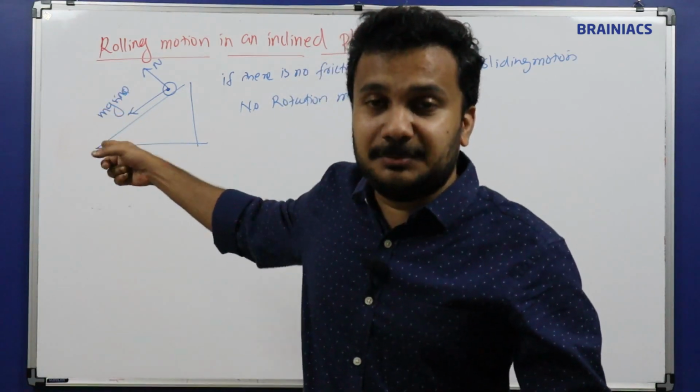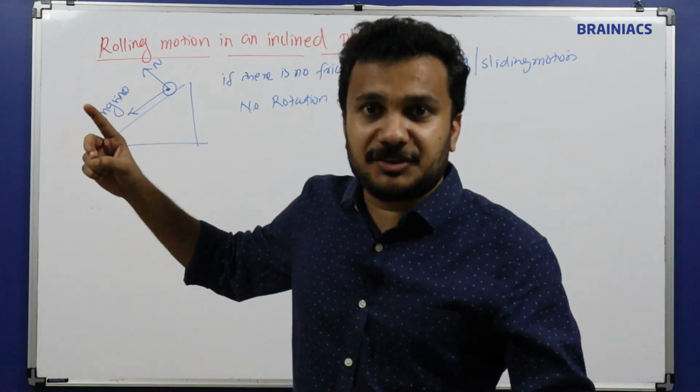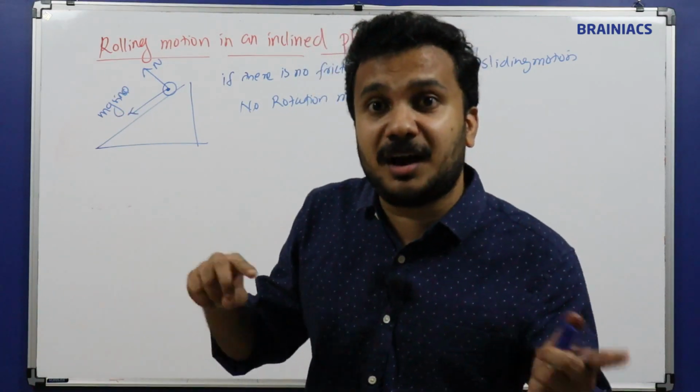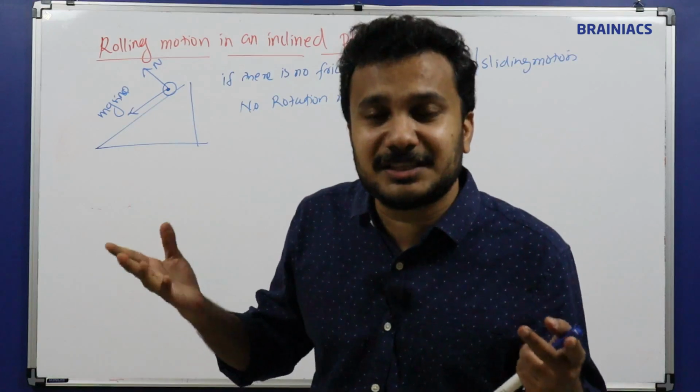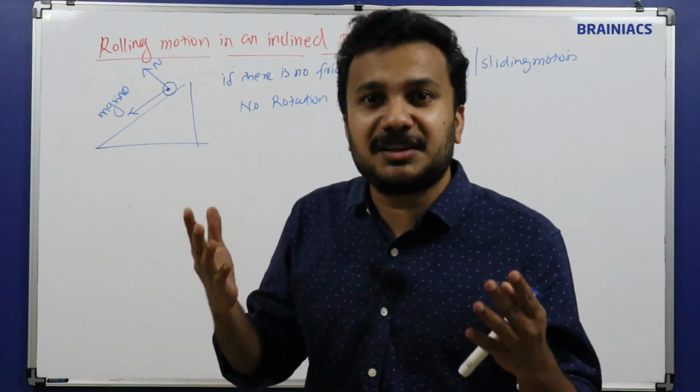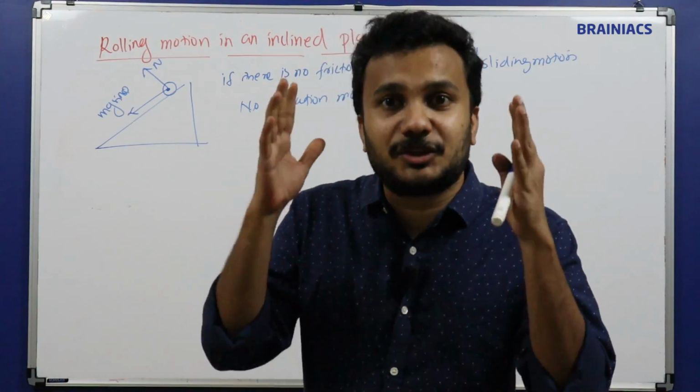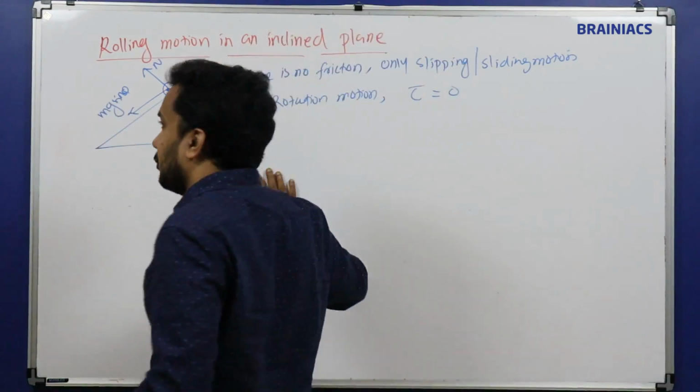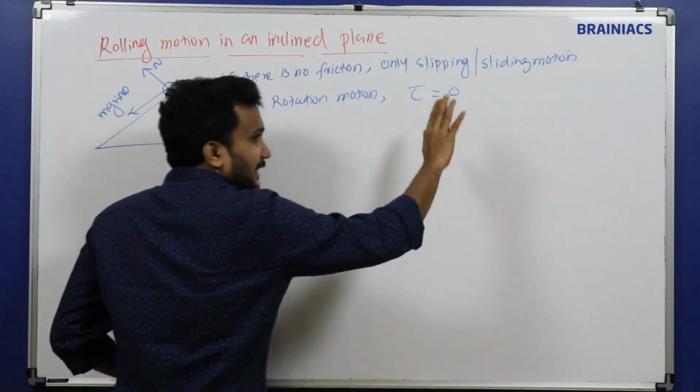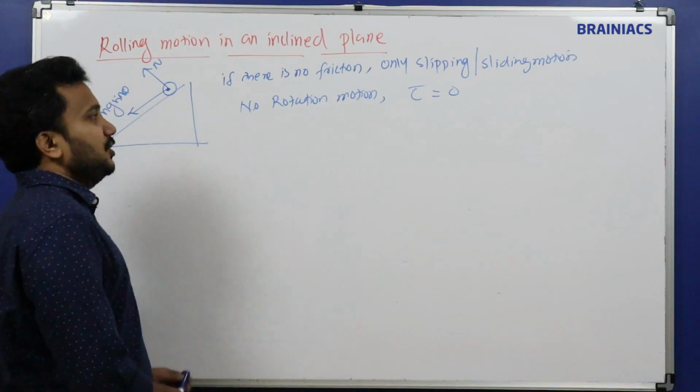We have mg sin theta, plus normal reaction. But what is r cross F? r means what? 0. It's the distance from the center. Both forces are passing through the center, which means torque is 0. No torque exists means only skidding, slipping motion, no rotational motion.